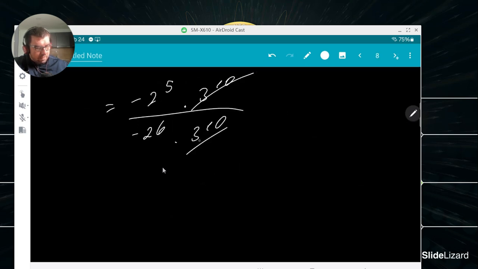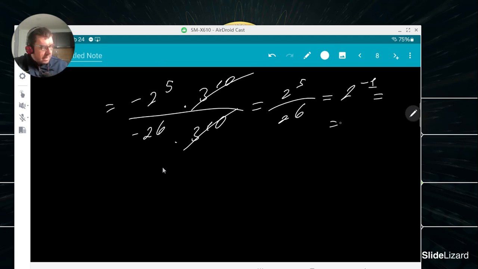Cancel 3 to the power of 10 with 3 to the power of 10. Minus divided by minus gives a plus, so 2 to the power of 5 over 2 to the power of 6. And I subtract 5 minus 6 is minus 1, 2 to the power of minus 1, which is the same as 1/2 or 0.5. And that's the answer.